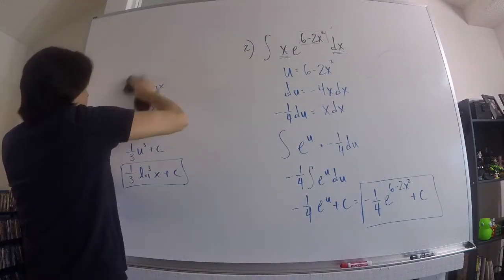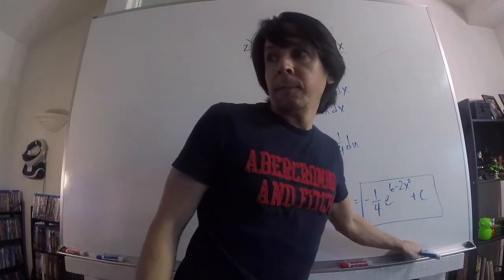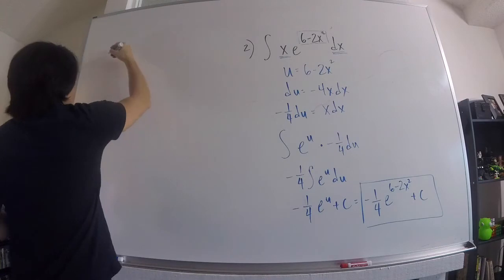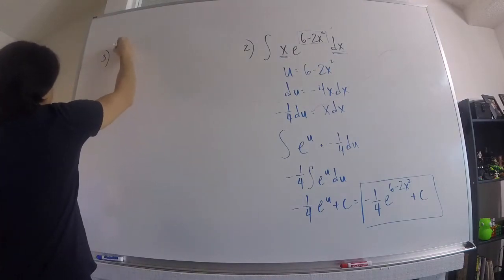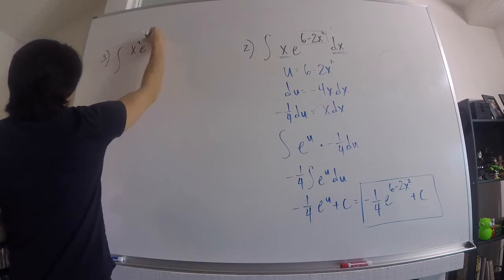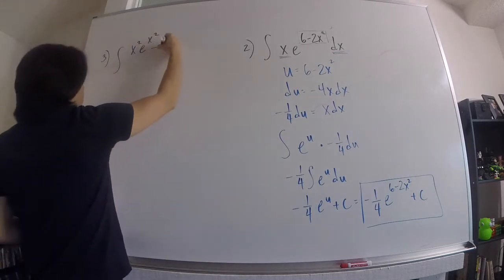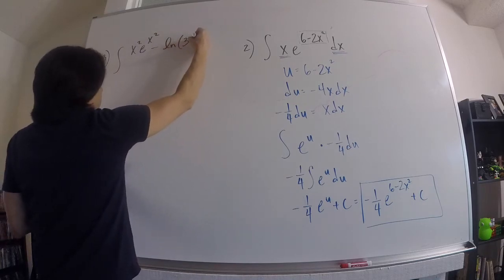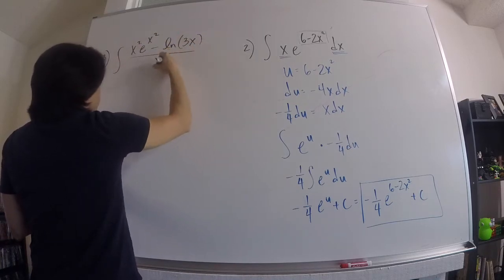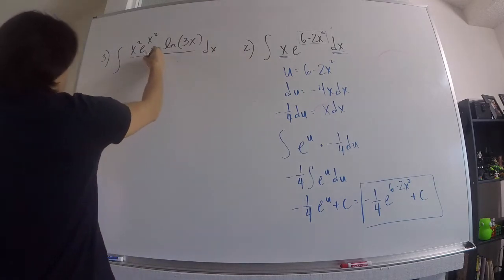Next one, I didn't do one like this in the notes, but it's not as bad as it looks. I have x squared, e to the x squared, minus ln of 3x, all over x dx. Oh, all over 2x dx. Okay.